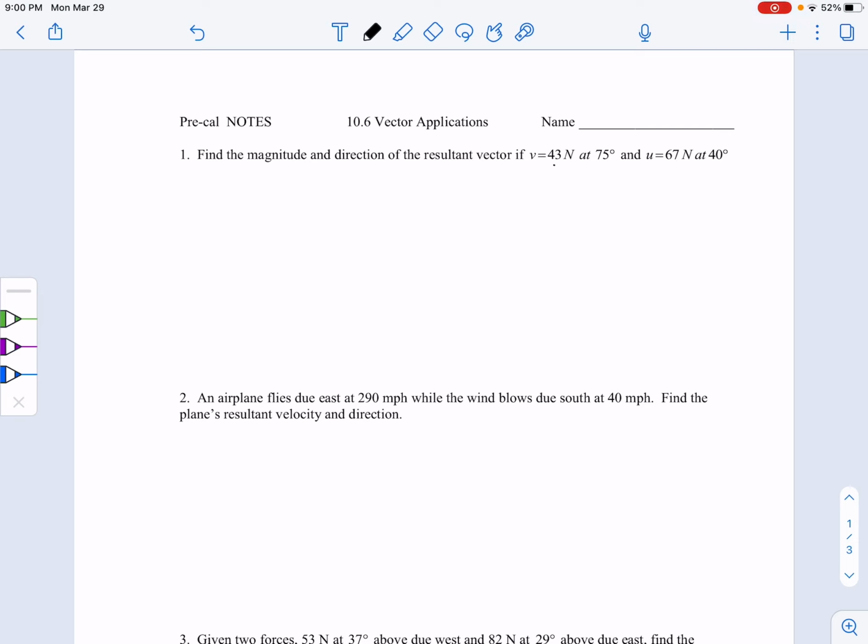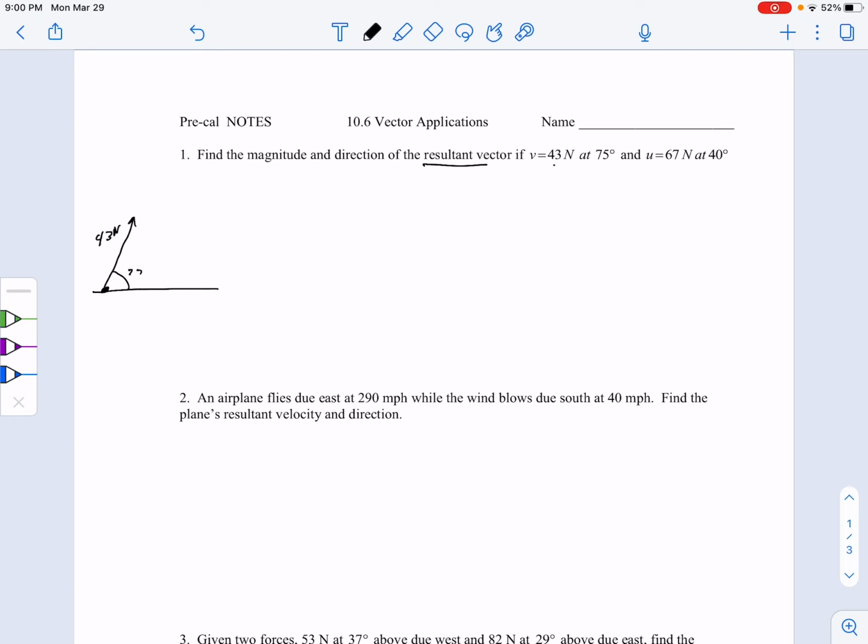So really a resultant comes from adding. So I've got to add these two vectors together. But I like to draw a picture real quick. So remember, you start with a horizontal line. You have your initial point. You go 75 degrees, and this is 43 newtons, okay?